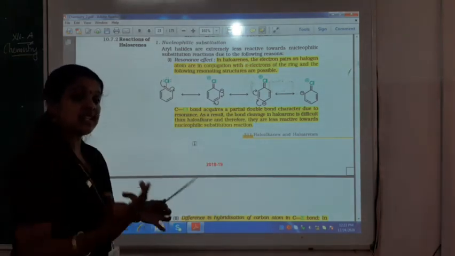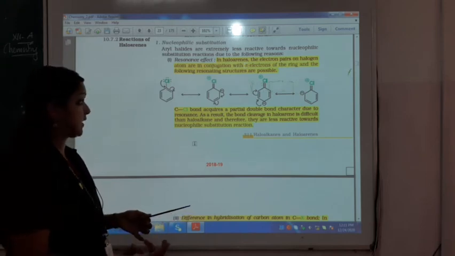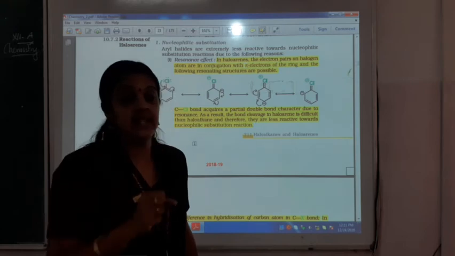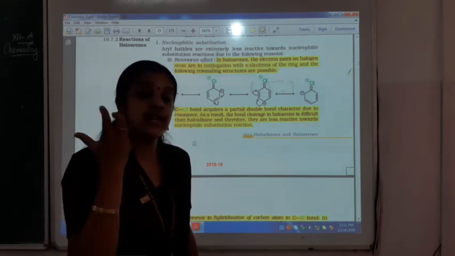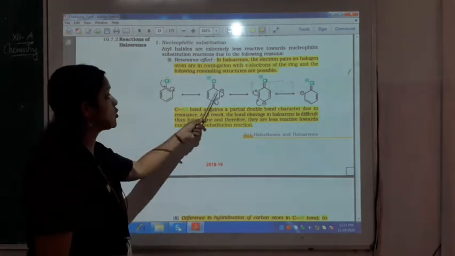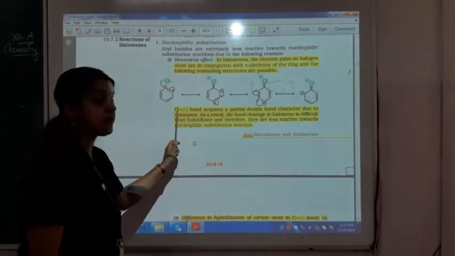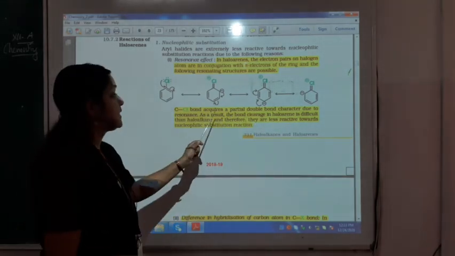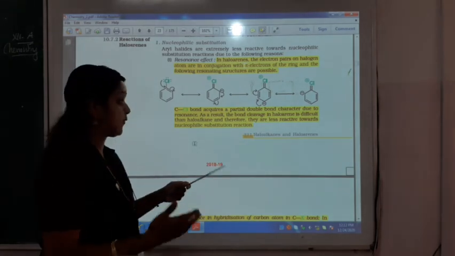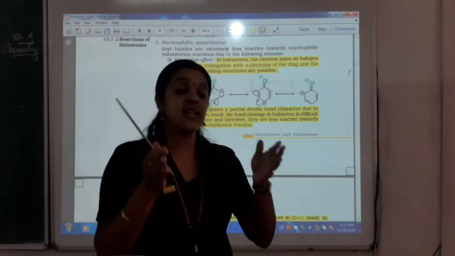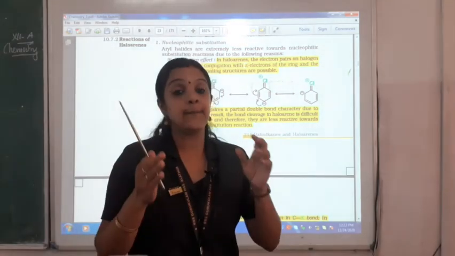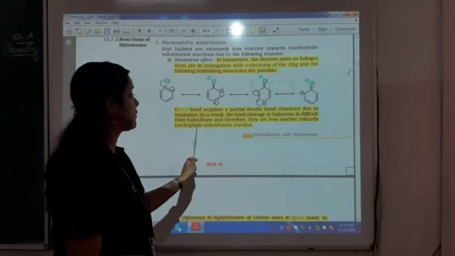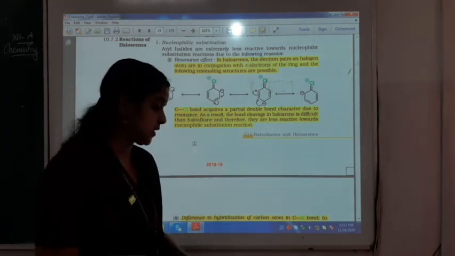So what is the reason for not having a nucleophilic substitution reaction? We know nucleophiles will attack only the electrophilic center, where there is a carbon having an electron deficient center. But here almost all are electron rich. So the carbon chlorine bond acquires a partial double bond character due to resonance. So the bond cleavage in haloarene is difficult. What do you mean by bond cleavage? The breakage of the bond becomes so difficult because of the carbon halogen double bond character. Therefore, they are less reactive towards the nucleophilic substitution reaction.